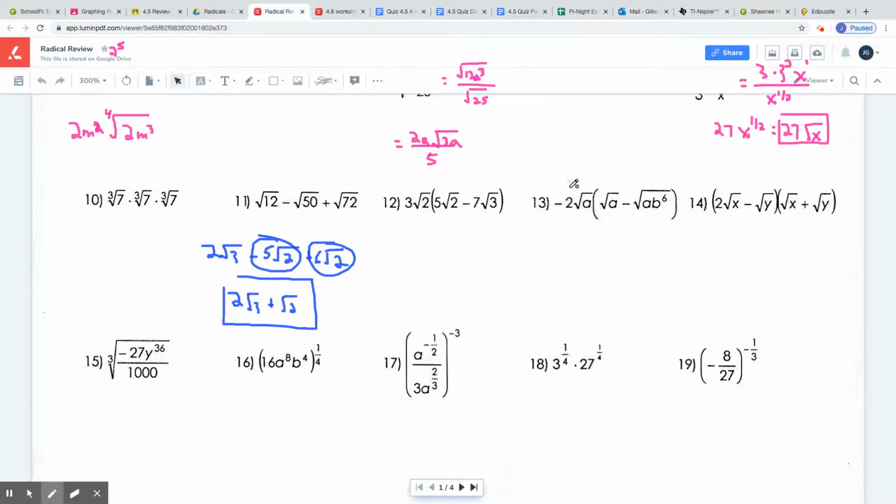2 root 3 plus root 2 is your answer. All right, 13. Let's distribute this. So negative 2 times root a times root a. Root a times root a is just a. So I get negative 2a.